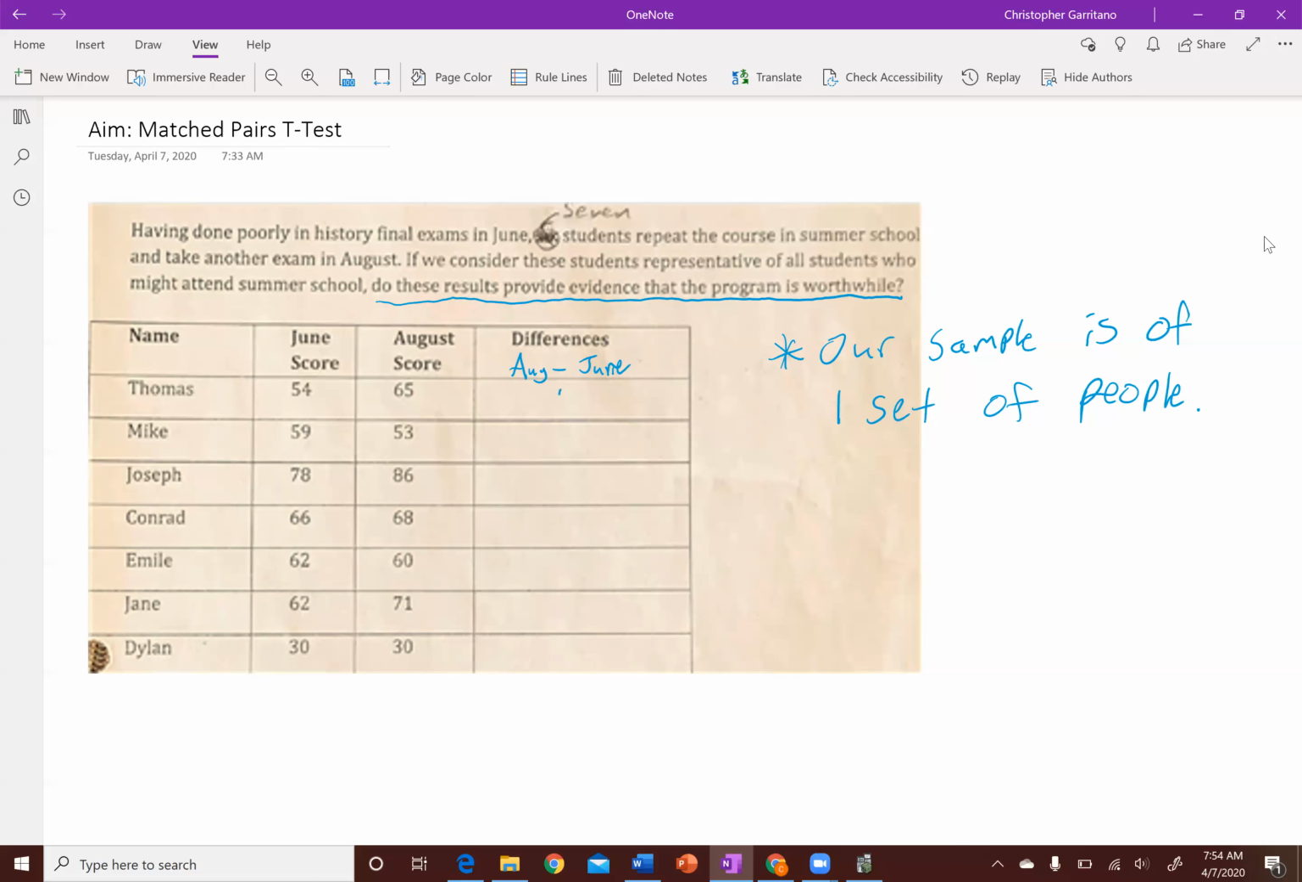And these differences are 11, -6, 8, 2, -2, 9, and 0. All right. So that difference of 11 that we see from Thomas, that positive 11 means that Thomas improved by 11 points. Okay. That -6 that we see from Mike means that Mike actually went backwards. He regressed by 6 points, so on and so forth.